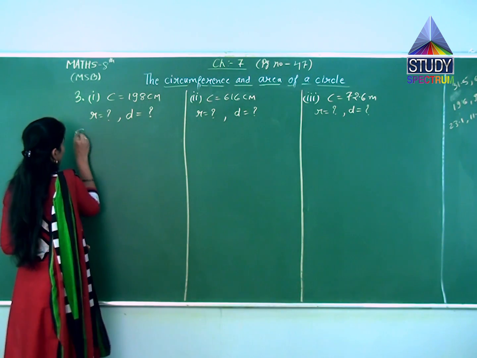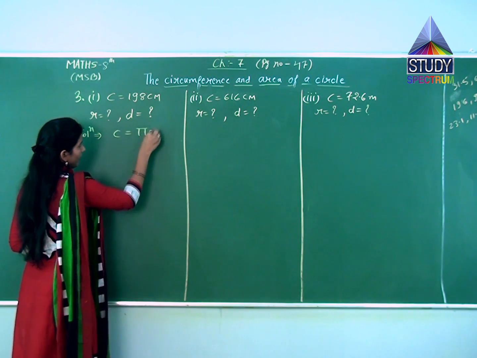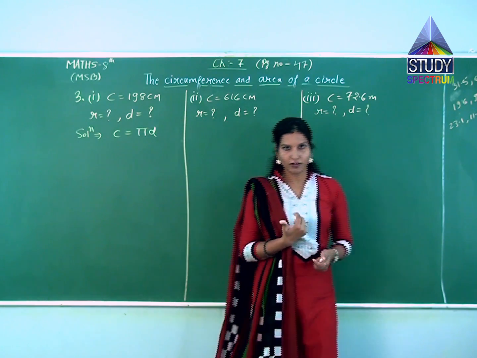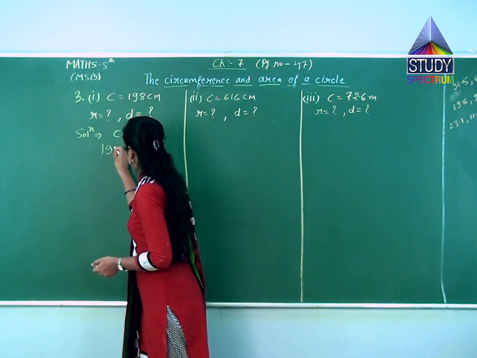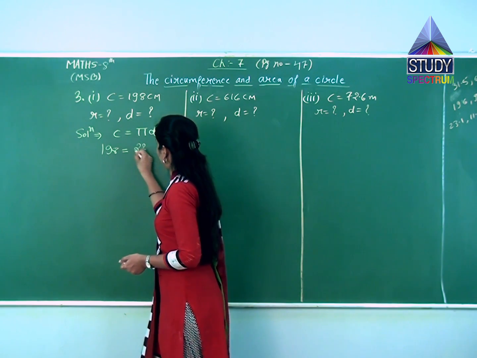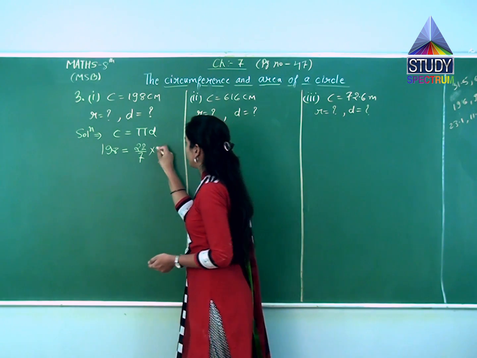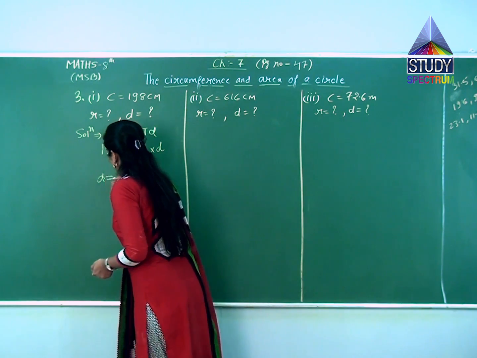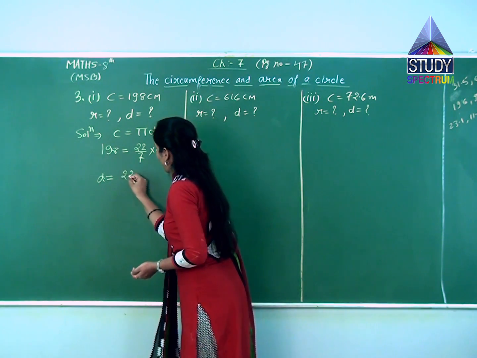Now, in our solution, we will write here C is equal to pi d. Now, what is the value of C? It is given already, that is 198 centimeters. So here 198 equals pi, 22 by 7, and d we don't know, we have to find out. So here just d.